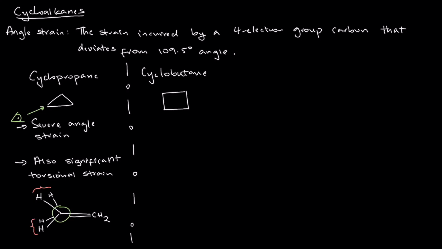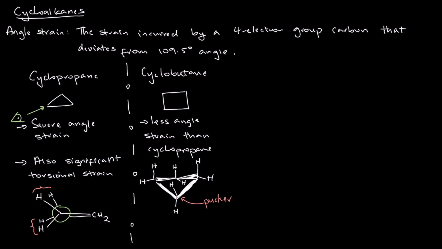Cyclobutane, on the other hand, does indeed have less angle strain than cyclopropane. And in fact, when you build cyclobutane with the molecular model kit, you would see that you can actually bend it out of planarity. So it looks more like this, where we experience what we call a puckering effect, or a pucker on that ring. So that ring actually bends out of planarity.